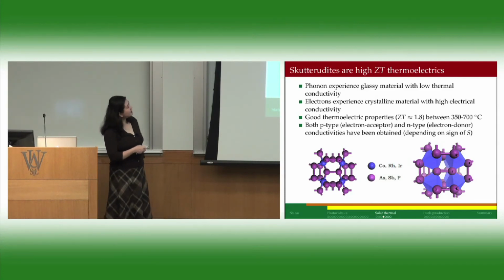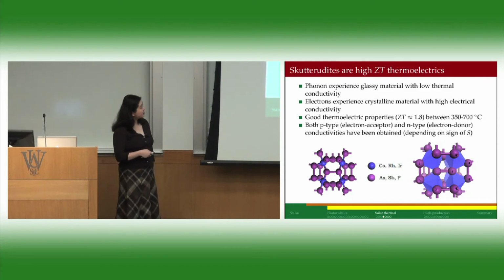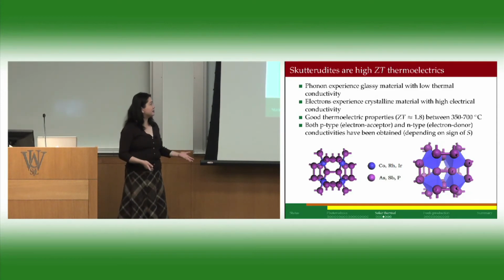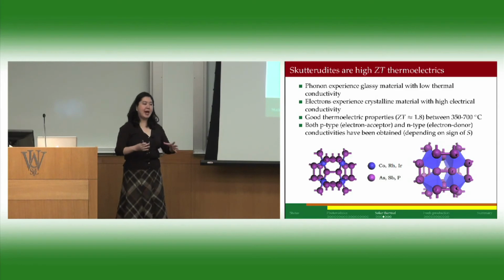Okay, and so these skutterudite materials, I know they have a funny name, but they're essentially these cage structures. They include cobalt atoms, rhodium or iridium on some of the lattice sites and then arsenic, antimony or phosphorus on the other lattice sites. And these cage structures work out really well for these thermoelectric materials. The really neat thing is that you can put different filler atoms in there, which serve as little speed bumps. Why are they little speed bumps? You put a big atom in there.